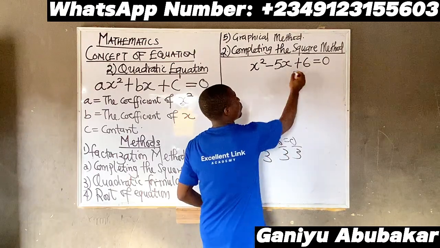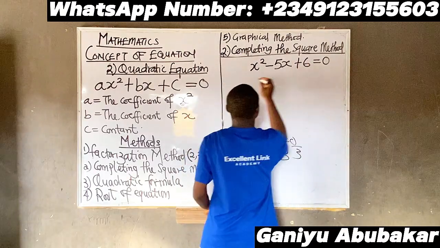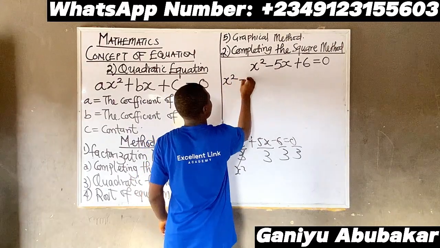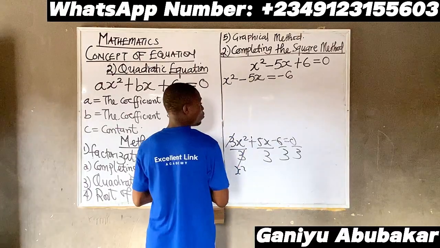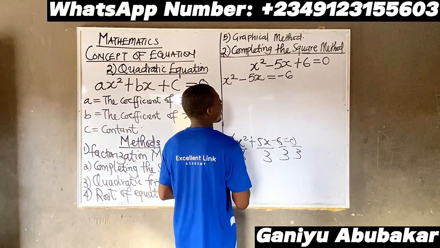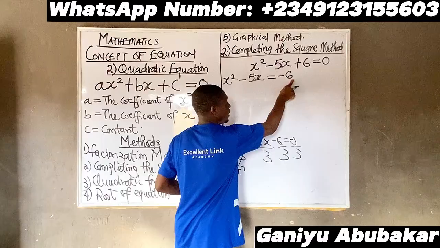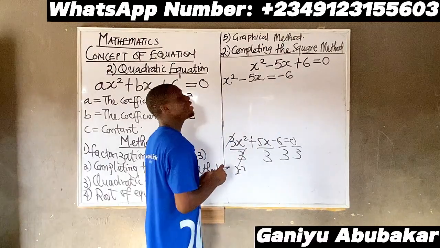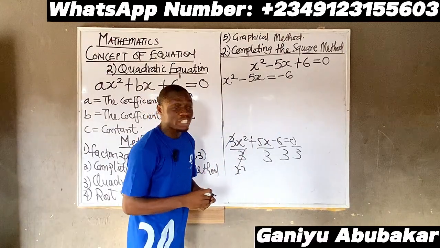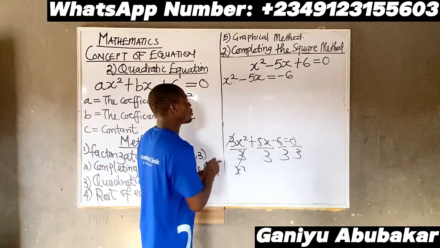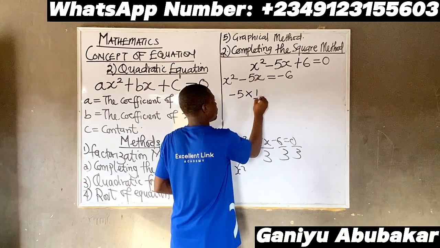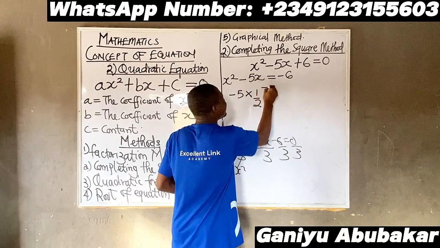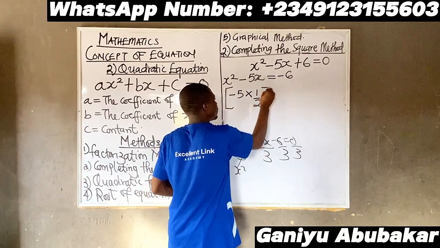Now, let's take this plus 6 to the other side. That gives you x squared minus 5x equals minus 6. After taking this to the other side, I pick out the coefficient of x, which is minus 5, multiplied by half. I will go and square it.